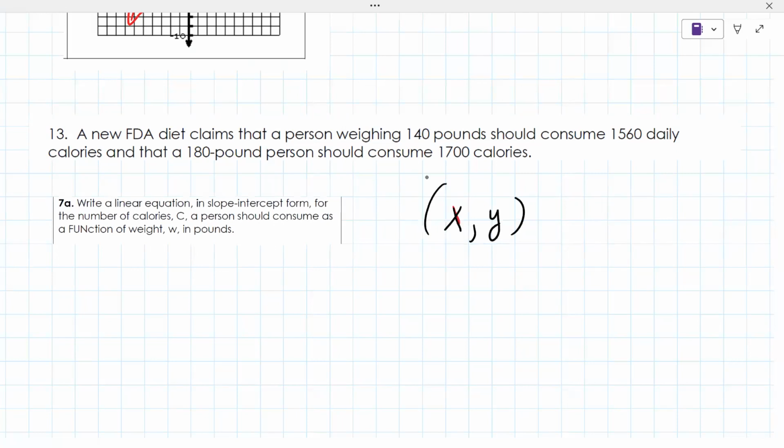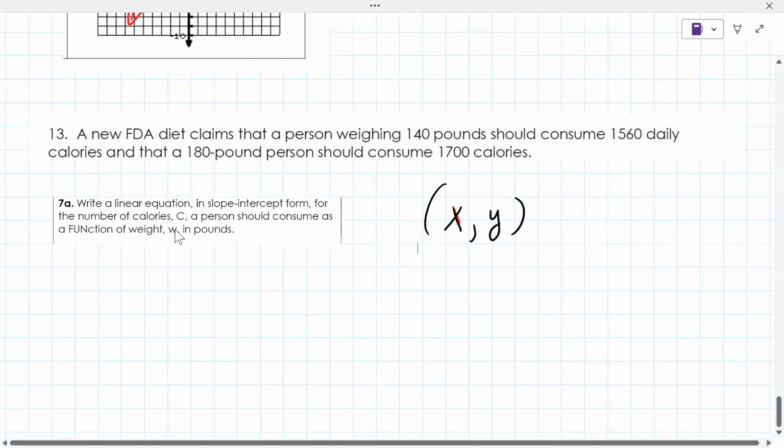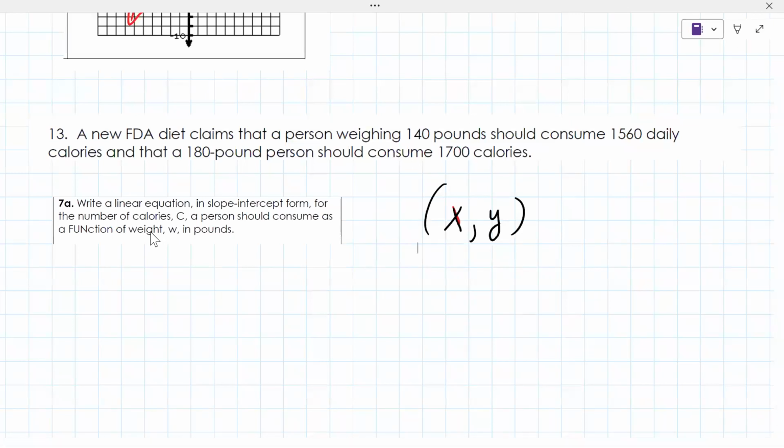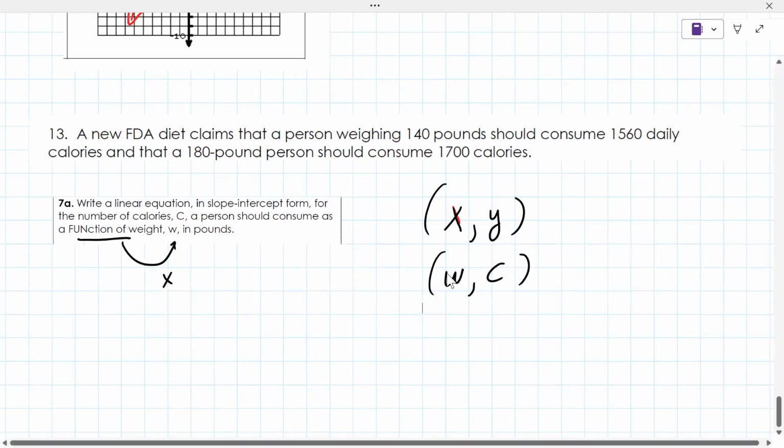It's X, Y, but this time, is it WC or CW? And it really comes from those words, function of. So it would be C of W. The function of, that's the input. W is the input. And that's really important. If you flip those, you have no chance of getting it right.